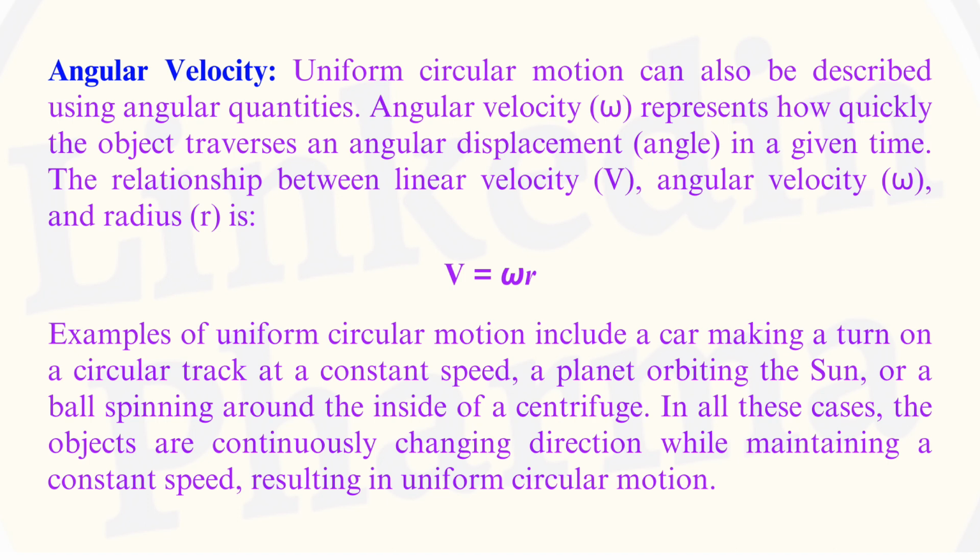Examples of uniform circular motion include a car making a turn on a circular track at a constant speed, a planet orbiting the sun, or a ball spinning around the inside of a centrifuge. In all these cases, the objects are continuously changing direction while maintaining a constant speed, resulting in uniform circular motion.